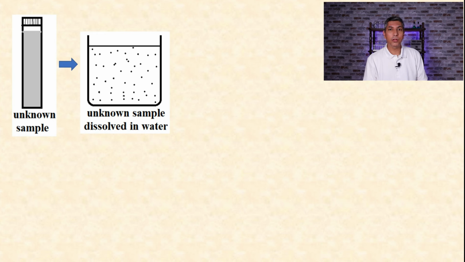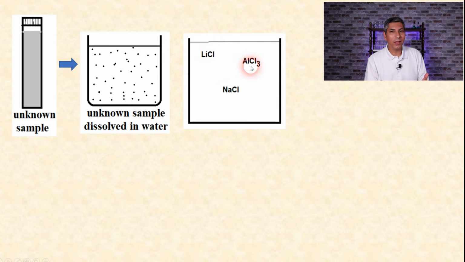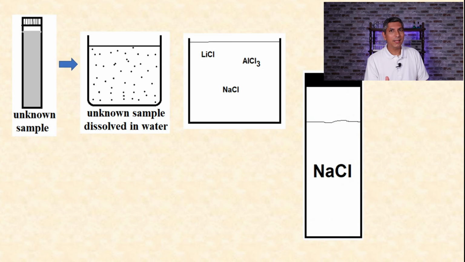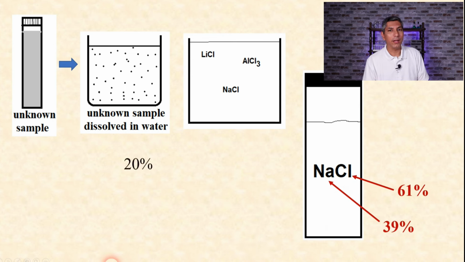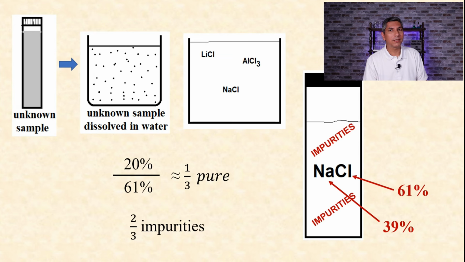If we're asked to compare samples containing multiple chlorides, such as a few different vials containing lithium chloride, sodium chloride, aluminum chloride, and who knows what else, our key here is to focus on the chloride because it's the ion they have in common. And if you have a sample of sodium chloride, you can calculate its percent mass and see that a pure sample of sodium chloride should be about 61% chloride. If the sample is only 20% chloride, then you know that the sodium chloride only makes up about 1/3 of what it would be if it were a pure sample. That means you have about two-thirds of the sample making up impurities.